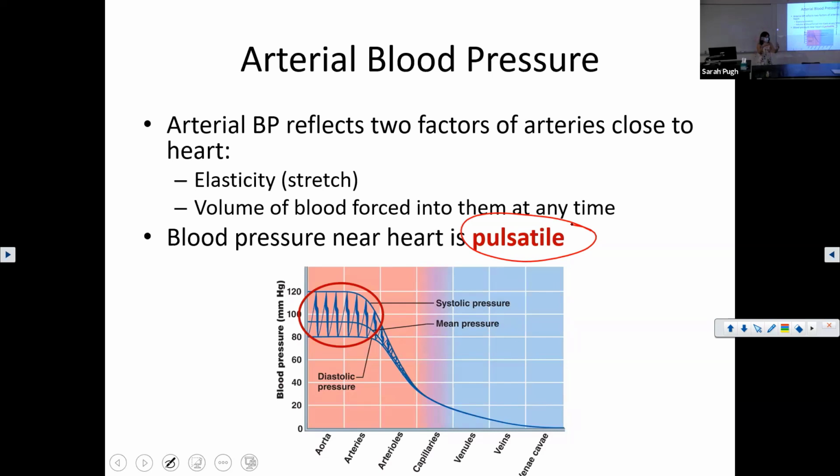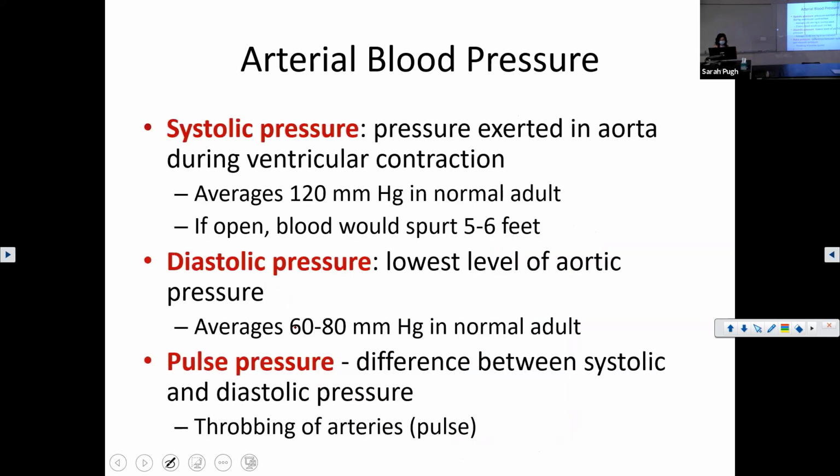When it contracts and it's pushing the blood out, we're up at 120. When it's relaxing, the pressure will drop down to 80. So every time that left ventricle contracts, pressure in the aorta is 120. As it relaxes, it drops to 80. 120, 80. So it's pulsatile. And so we say those two numbers, you know, normal blood pressure is 120 over 80.